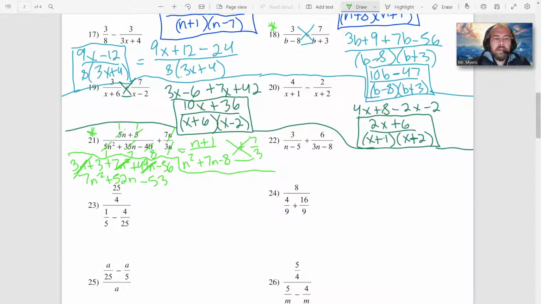And then that probably isn't going to have any factors, so we don't have to worry too much about it. We can just write that as our answer. 7n squared plus 52n minus 53. And we don't have to refactor the denominator either. Remember, it does factor, but if it doesn't factor into anything useful, then we don't have to worry about it. So that is our answer.